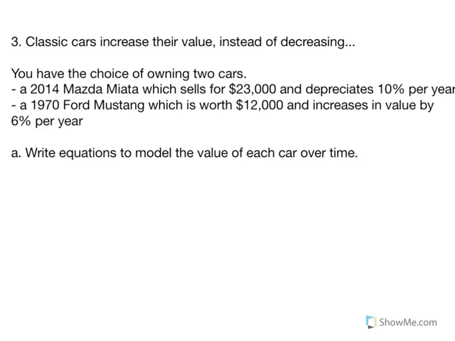And number 3. I like number 3 because it kind of shows the difference between increasing and decreasing, right? Classic cars increase in value. And these are classified classic cars, not cars that you think are classic because you've owned it so long. Whereas some cars decrease in value. So we've got a 2014 Mazda Miata, sells for $23,000, depreciates 10% a year. And a 1970 Ford Mustang, it's only worth $12,000 right now, but it's increasing in value by 6% a year. So write equations to model the value of each car over time.